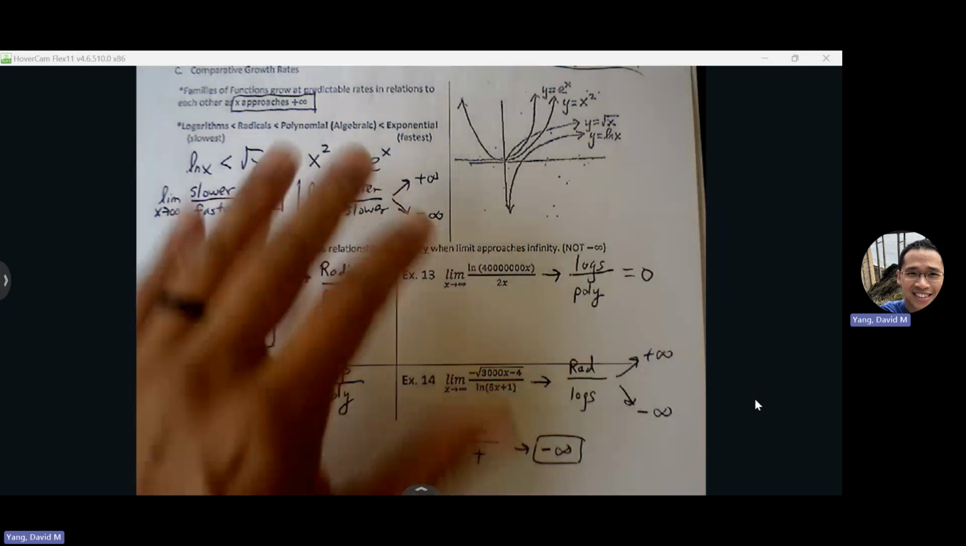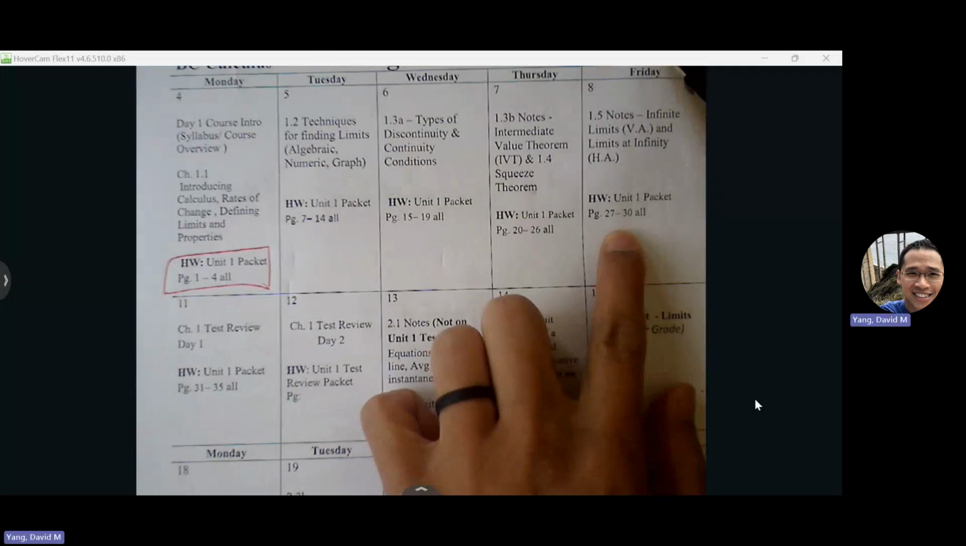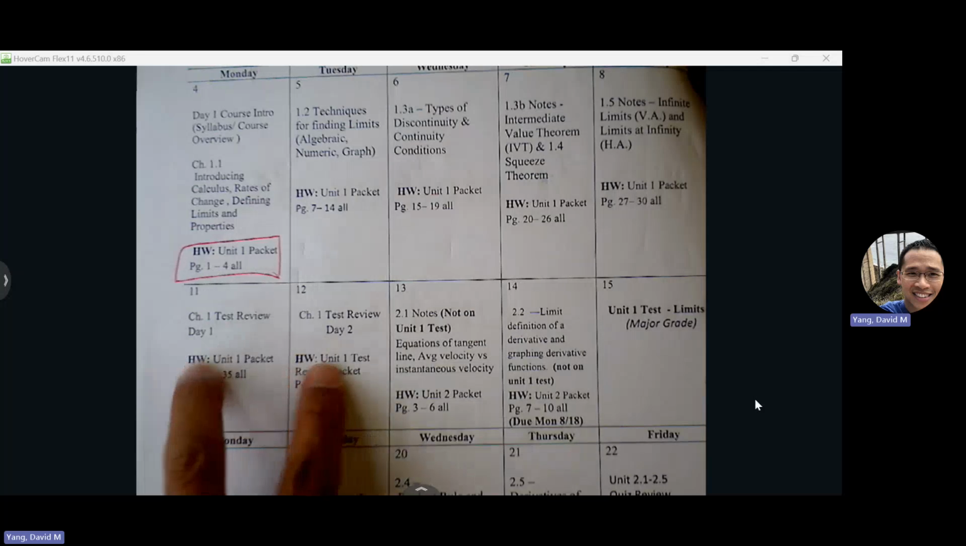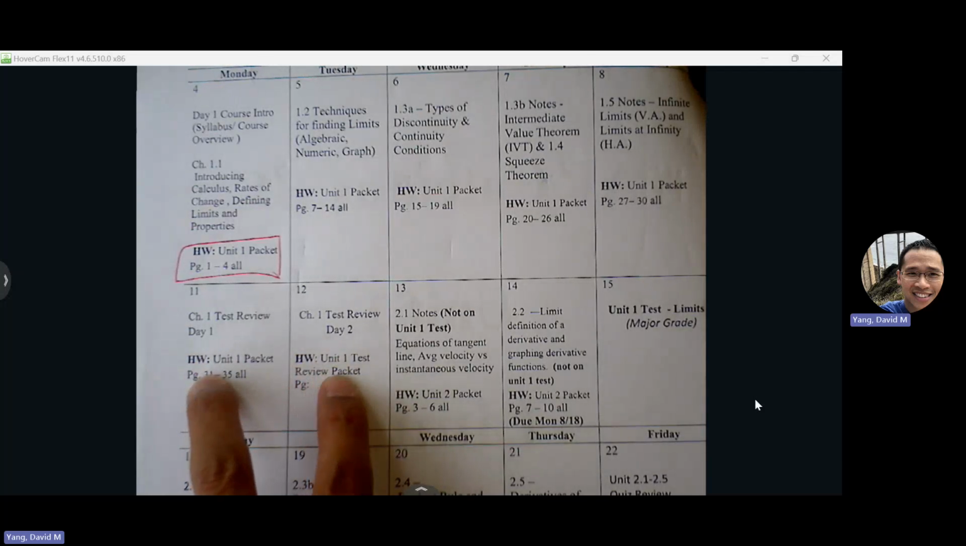Okay, so your homework. Okay, page 27 to 30. I'll send out a reminder on Sunday since it's over the weekend. I'll be checking these pages. And then I'll give you guys a test review packet, and we'll start working through that on Monday.